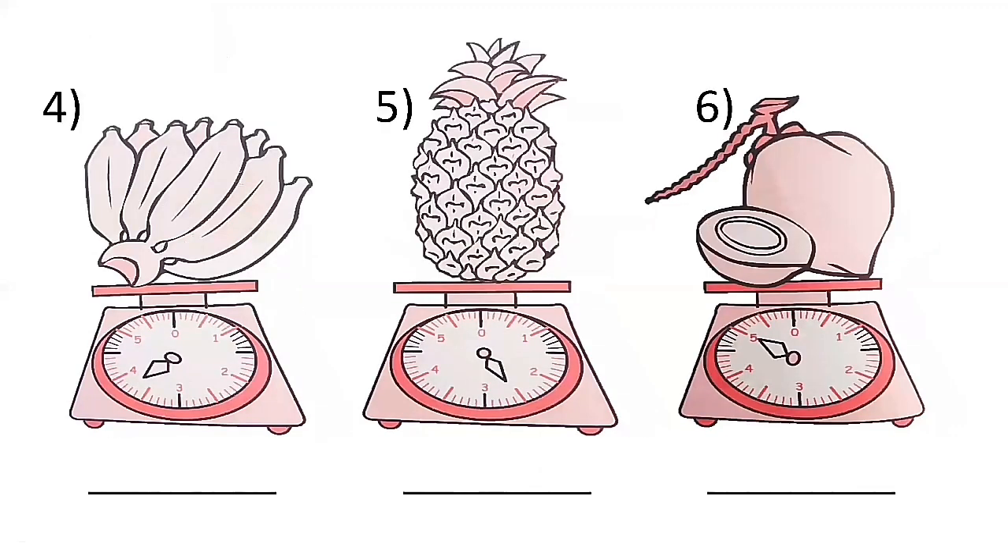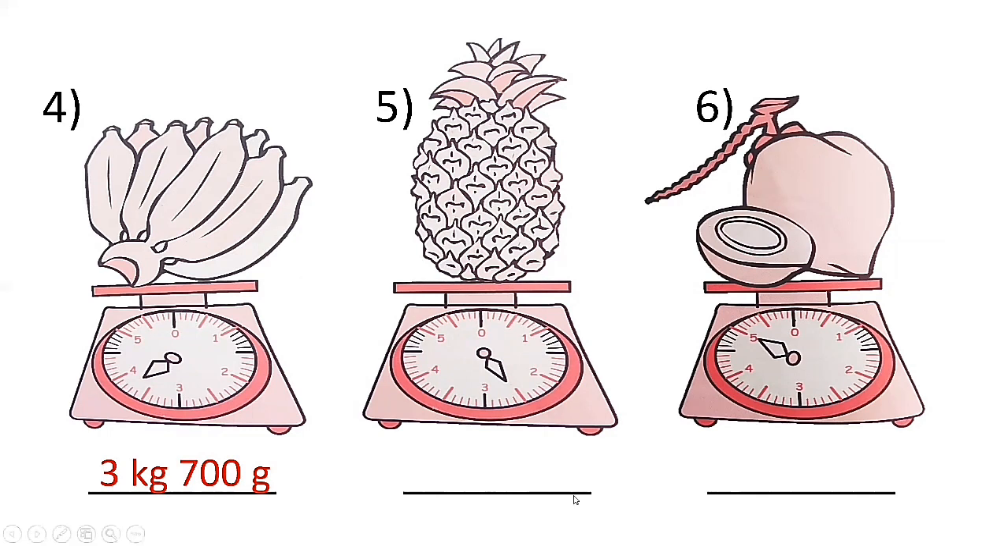Okay, next. How about this banana? Okay, look at the arrow. The arrow is pointed to 3 and, okay, let's count. Here, this is 3, and let's count. 1, 2, 3, 4, 5, 6, 7. Oh, that is 7. So that means the banana is 3 kilograms and 700 grams.